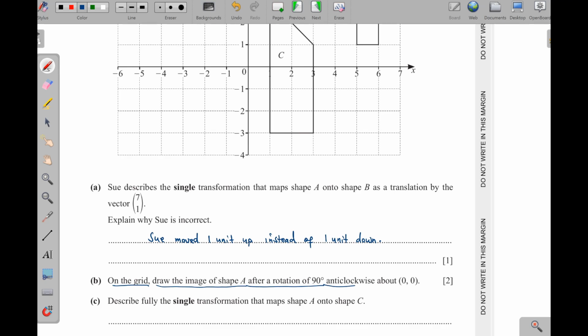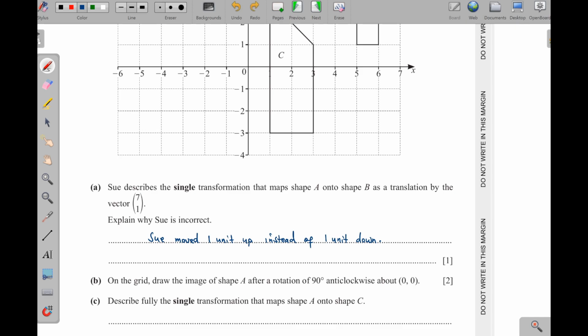Okay, then part B, they are saying on the grid, draw the image of A after rotation of 90 degrees anticlockwise about 0, 0. So 0, 0 is the center of rotation. Now, in descriptions, when they are telling you to describe the single transformation that maps this onto that and it is rotation, they always give 3 marks. The first mark is saying it is rotation, then telling us the angle and the direction, that is another mark, and then about, this one is the center. That is how we describe.